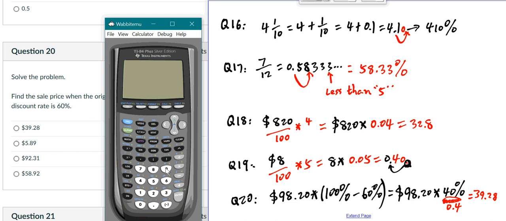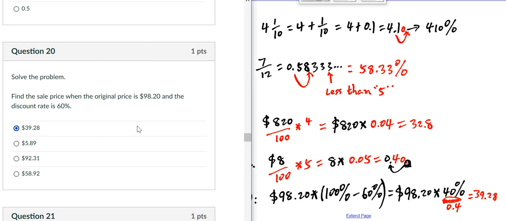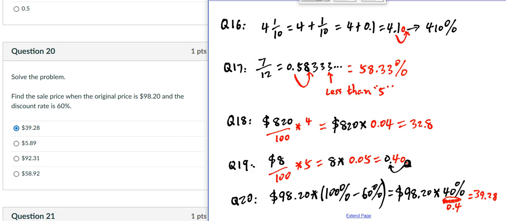So let's do that. You turn on the calculator, and then you enter 98.20 times 0.4. So you have $39.28. So that will be $39.28. And what's the answer? Right here. Okay. Yeah. The percentage actually makes sense.